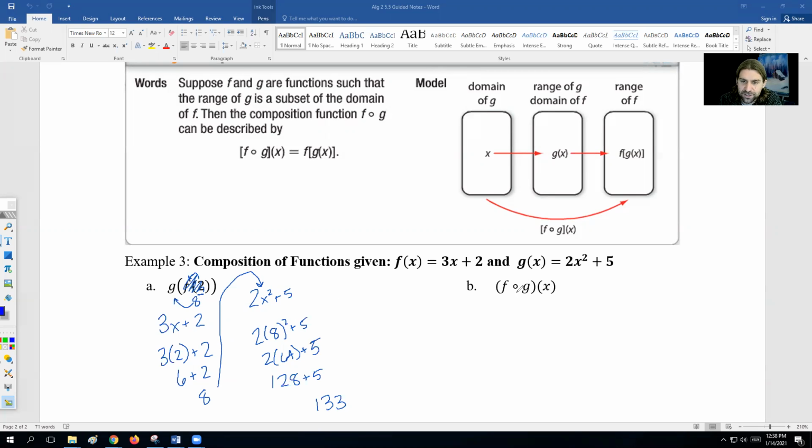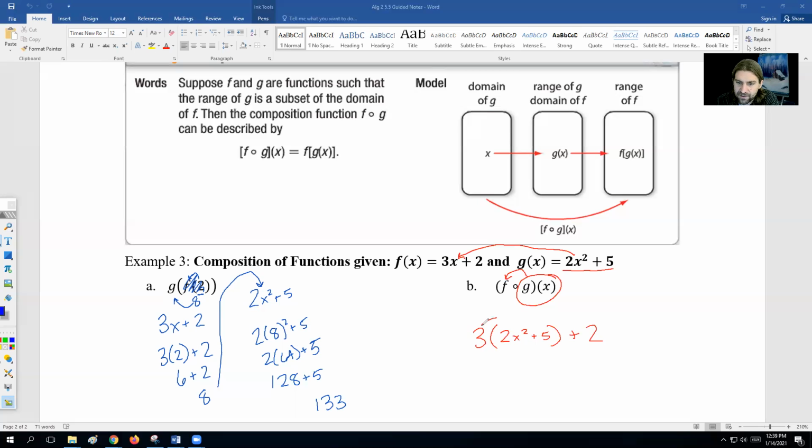If I'm trying to take an expression, f of g of x, what we need to do is go through and take the equation and replace it. Now you'll have to be careful here. If we have f of g of x, that means we're going to take g and plug it into f. That means I'm going to replace the x with the whole expression. So instead of putting 3x plus 2, we're going to put 3 times 2x squared plus 5, plus 2. So you can see here I took the g equation and plugged it into the f.